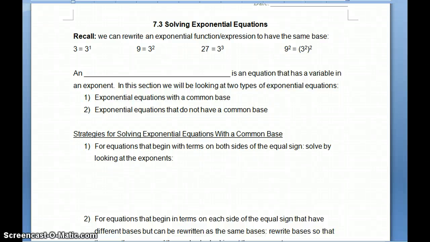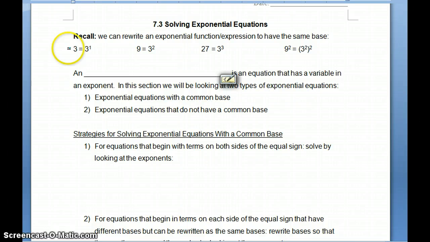Hey ladies, so today we're looking at section 7.3. We are going to be solving exponential equations. And this is going to be quite a bit of a review of what we did in Pre-Calculus 20, and we'll be applying some of the information that we learned in previous chapters to help solve exponential equations. So just as a quick recall, we can rewrite exponential functions or expressions so that they have the same base.